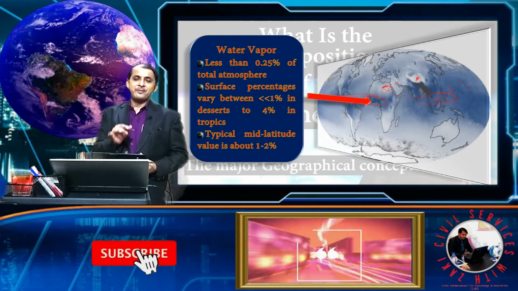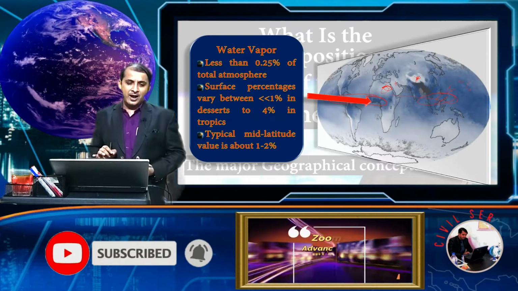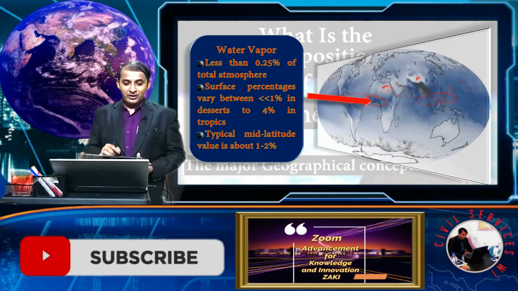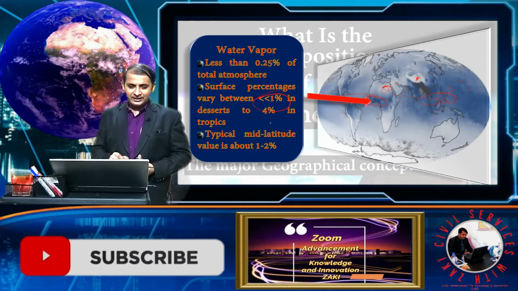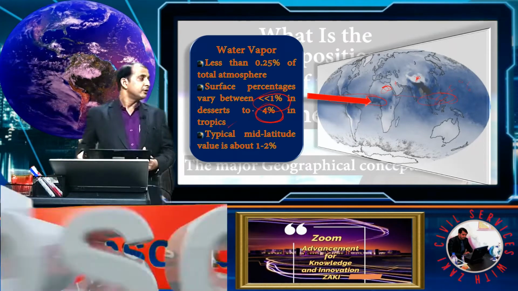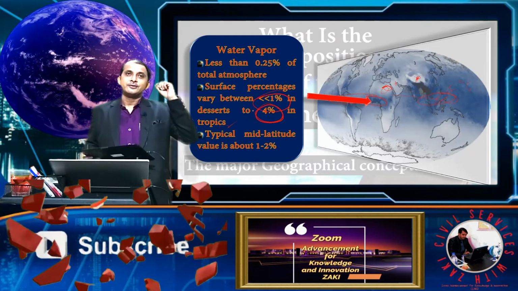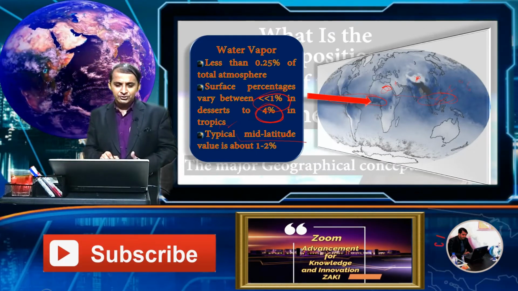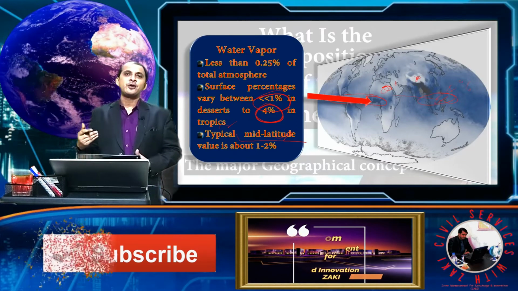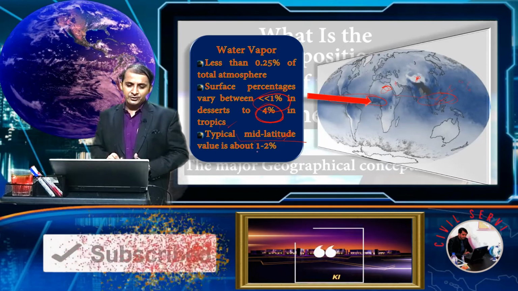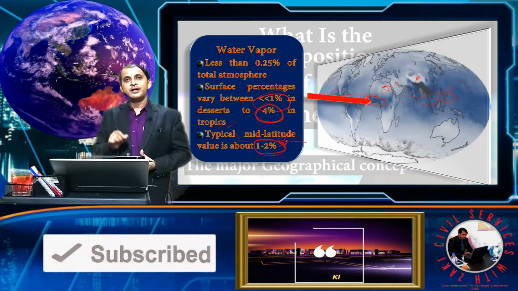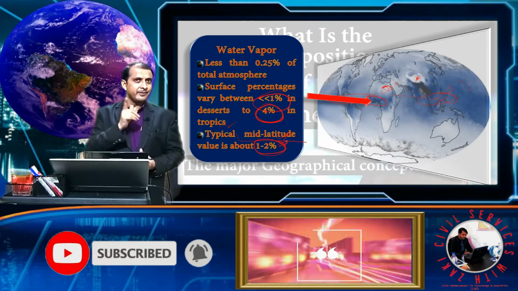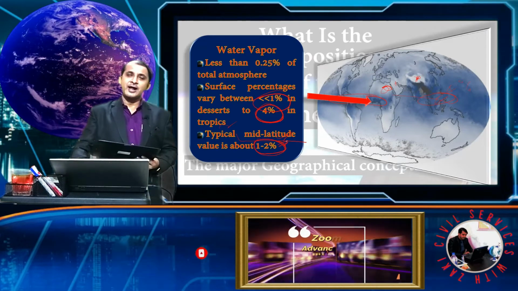Water vapor makes up about 0.25% of the total atmosphere. The surface percentage is less than 1% in deserts and 4% in the tropics. If you see the typical mid-latitude, beyond the tropics, it is found at about 1 to 2%. That's why it is the third most abundant molecule in the atmosphere. Remember that. So we move forward and see another variable gas.